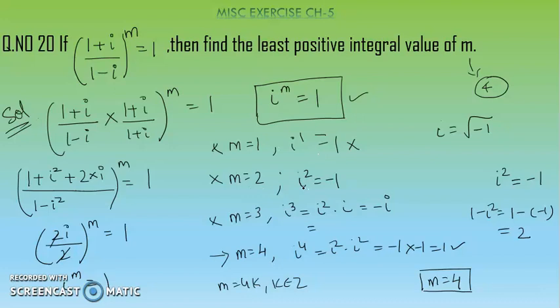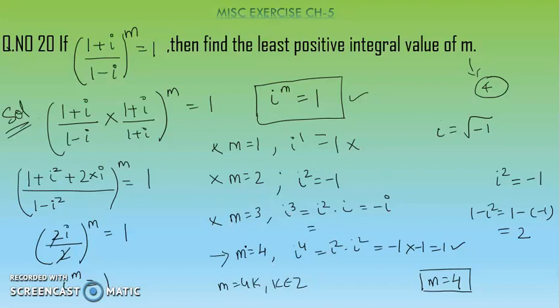M is equal to 2, we cannot take. Why? Because i square is equal to minus 1 and we need positive 1. So this is also wrong. If I take m is equal to 3, I will get i cube. Substitute here the value of m. I cube is equal to i square into i. I square is minus 1, and that will give me minus i. This minus i is not equal to 1. So this is also not satisfied.